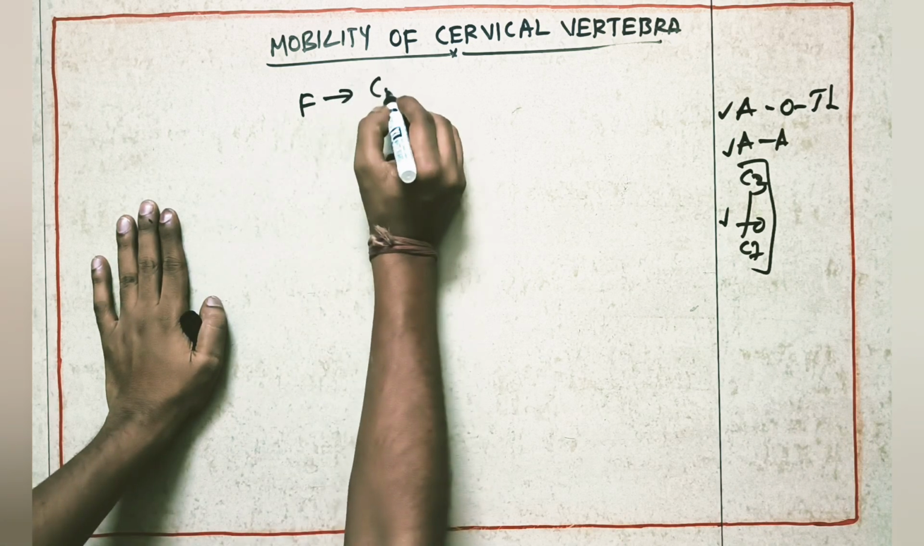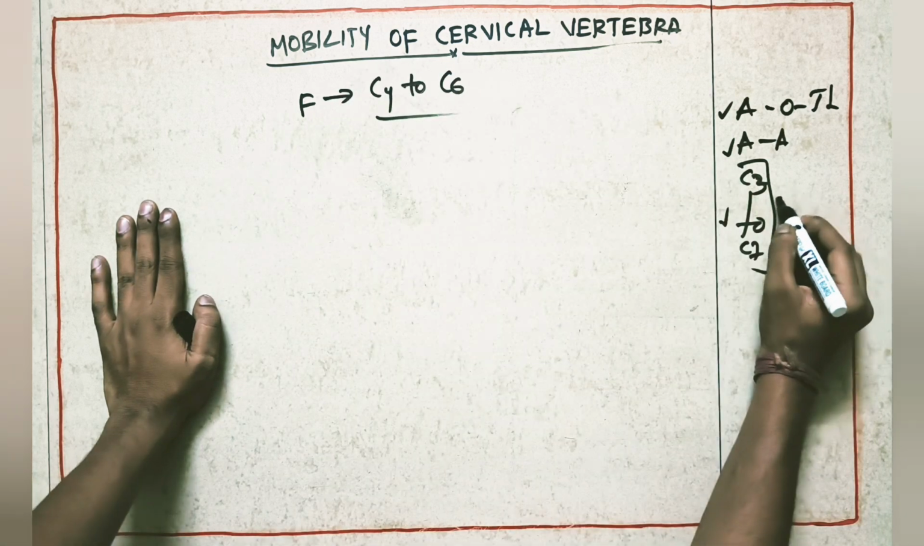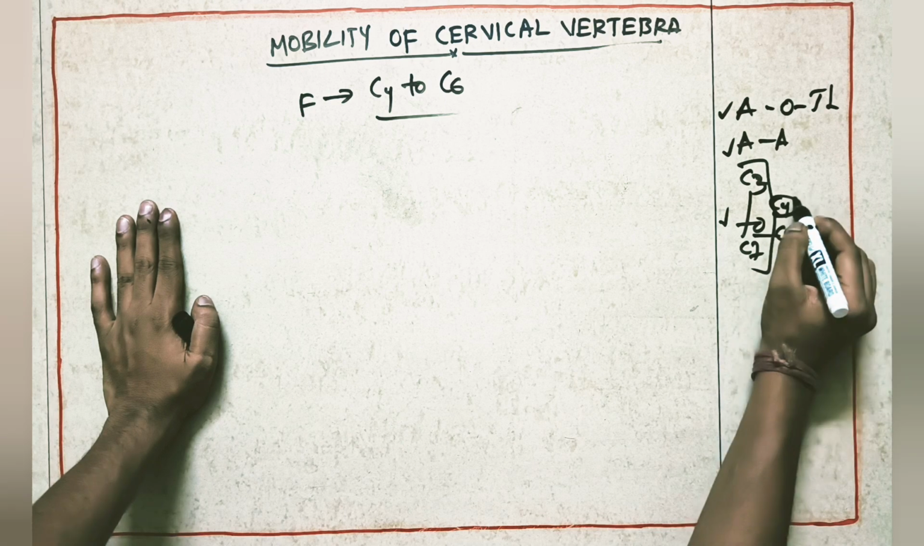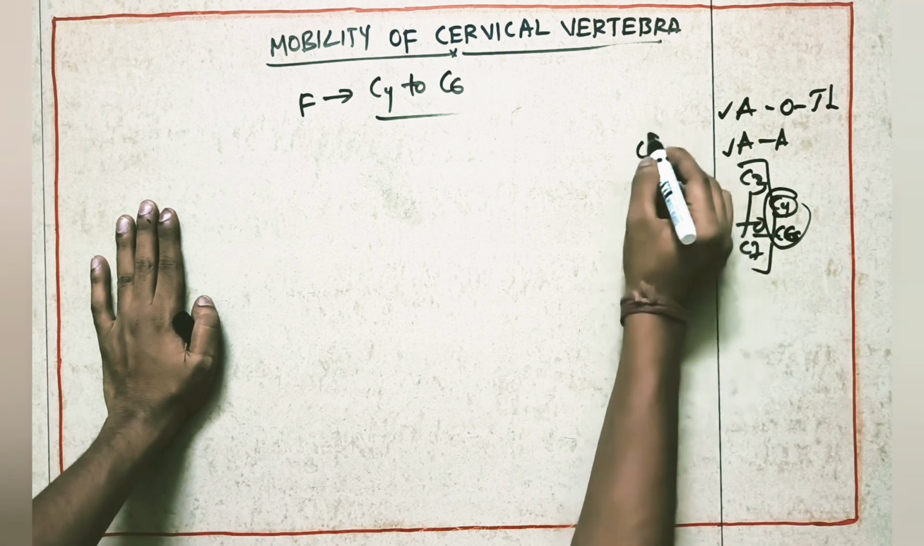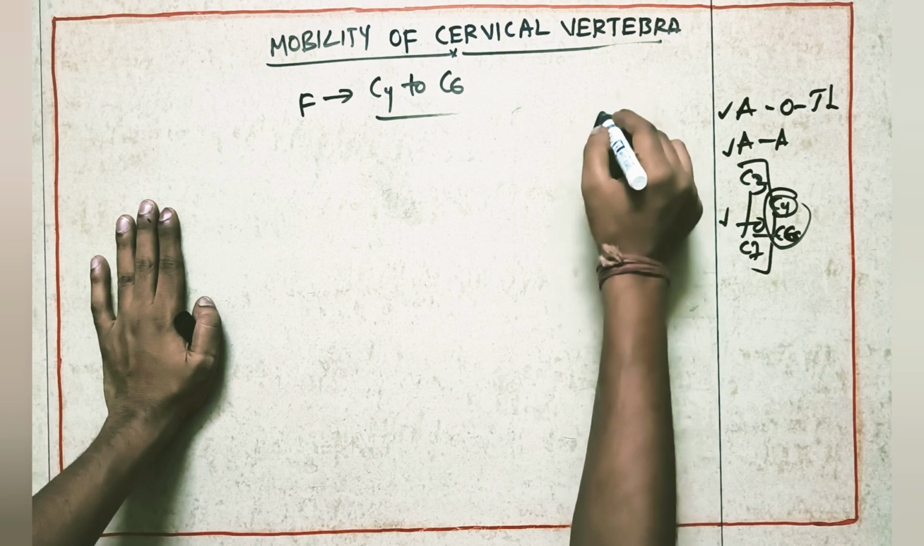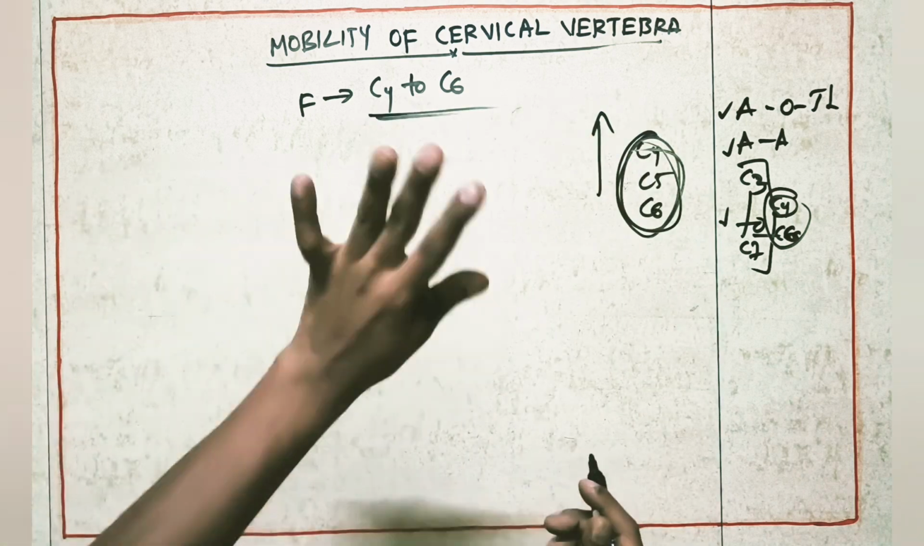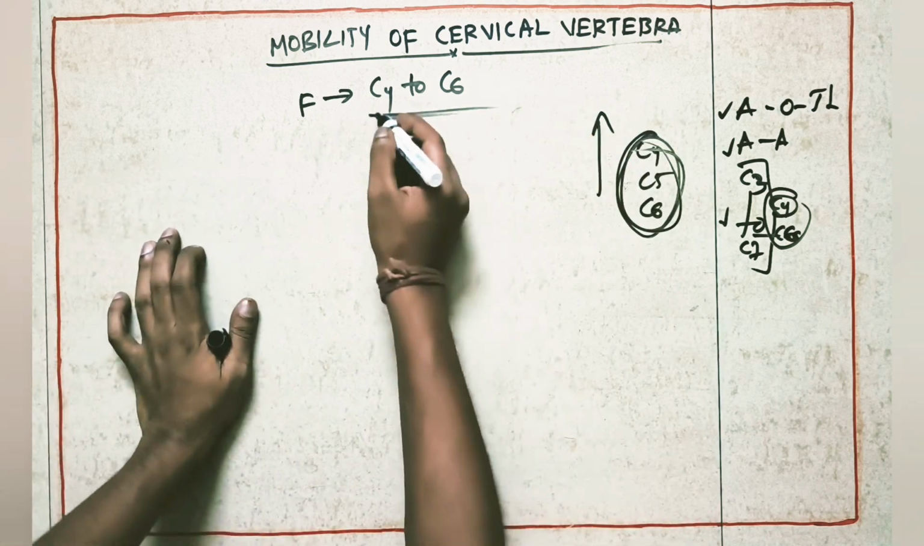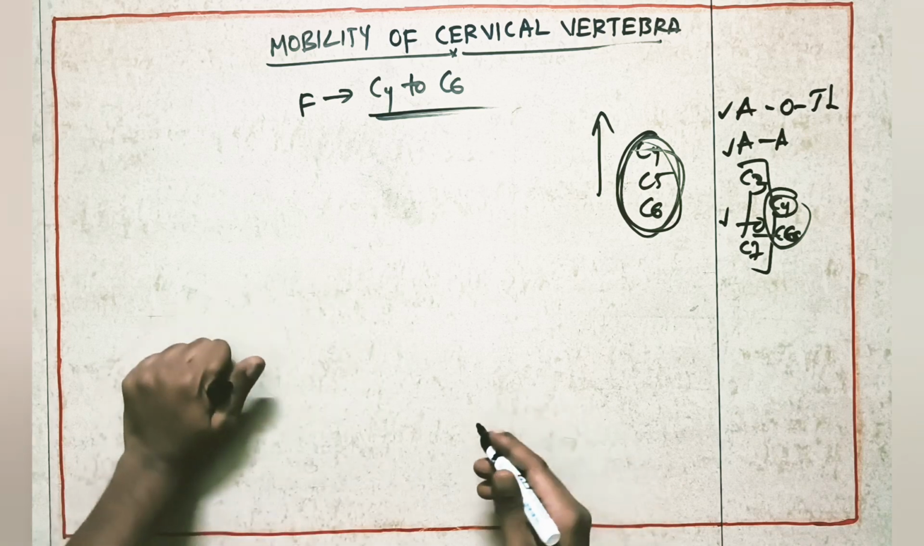It is between C4 to C6. So between these C4, C5 and C6 vertebrae, these three vertebrae are going to be involved more in cervical spine flexion. It is a very important and typical point. So here the most cervical spine flexion will happen.